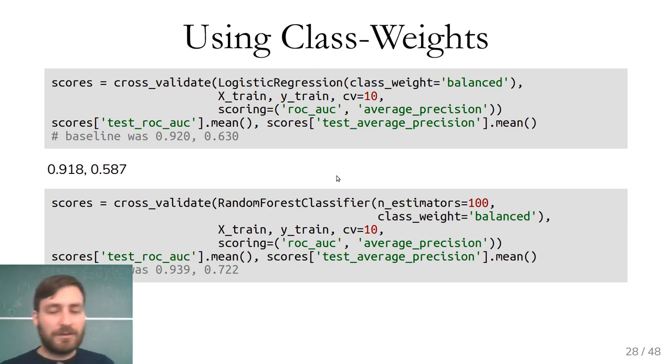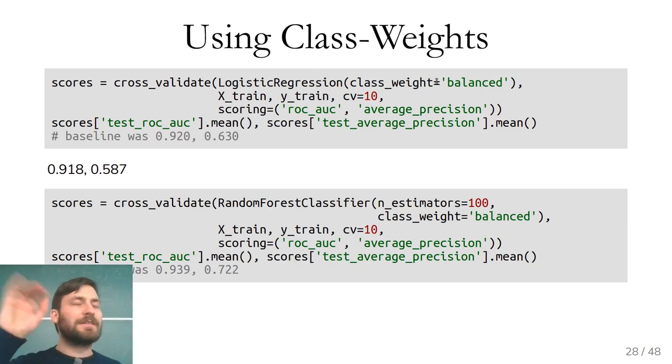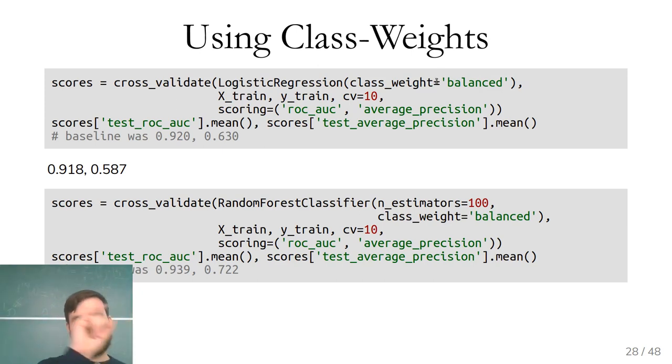So you can give these class weights by just specifying a dictionary. It goes from class to the class weight, or you can call it with balanced. Balanced basically does the same as the oversampling by default. It makes it such that the classes have the same amount of effective samples. So it's the same as oversampling the minority class until it's as big as the majority class.